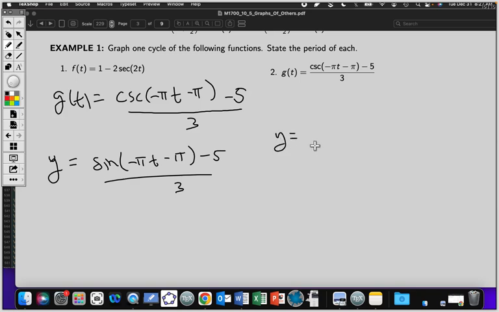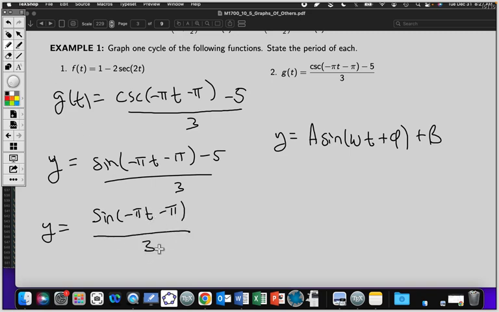When we went through and did the sinusoids back in section 10.3, this is sort of the standard form we had. So we need to do a little bit of algebra first before we can start the graphing. You notice we're subtracting two terms divided by 3, so we can separate the numerators here. This is really just a distributive property. Sine of negative pi t minus pi, all over 3, minus 5 over 3. We can write this divided by 3 as a coefficient.